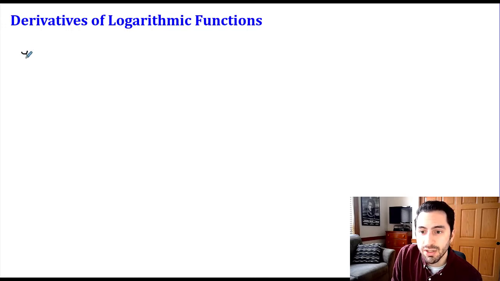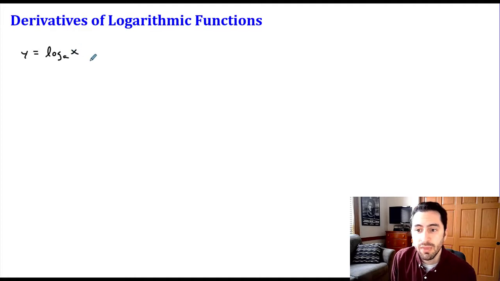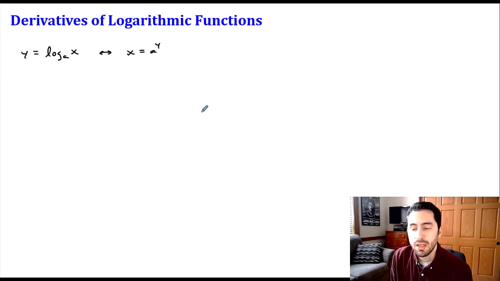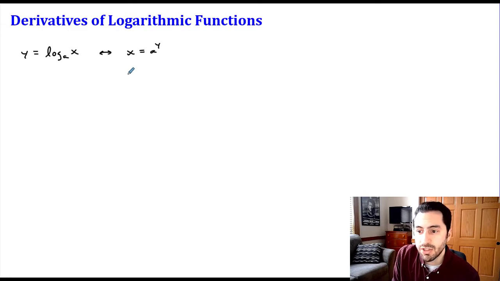Let's say we have the equation y is equal to the log base a of x, and we want to be able to take the derivative of this. The first step is that we need to remember the property of logarithms, where we can rearrange this. So this equation is equivalent to x is equal to a to the y power. The reason we want to switch it is because we do already know how to take the derivative of an exponential. So from here, we're going to find the derivative using implicit differentiation.